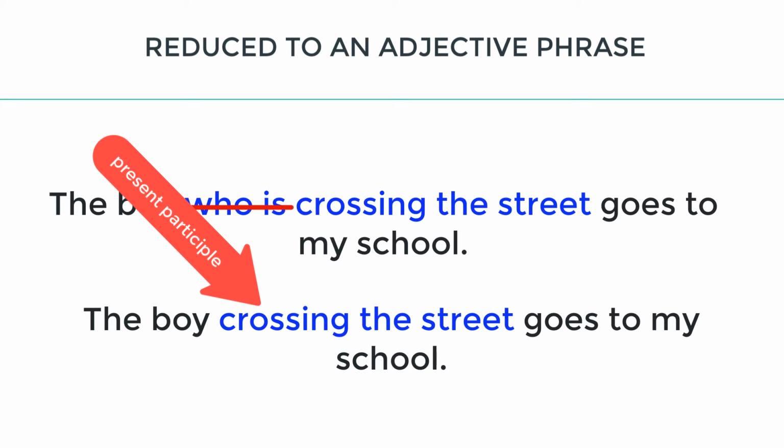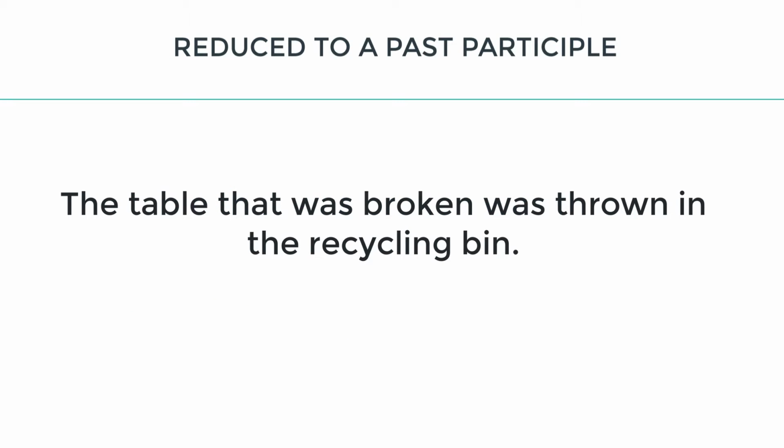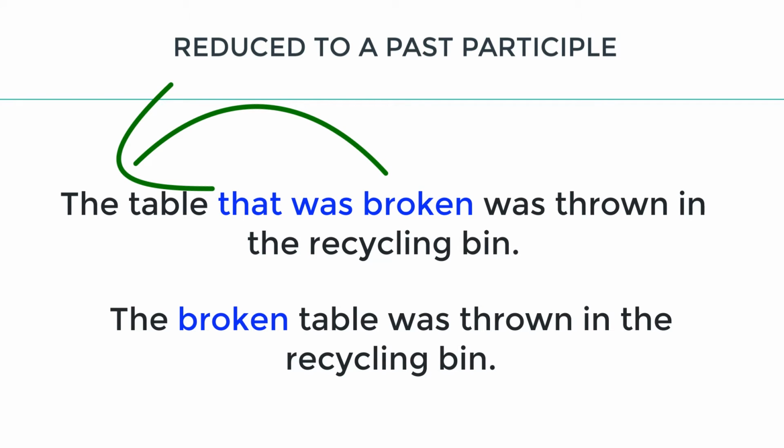Let's look at an example where we reduce the adjective clause just down to a past participle. The table that was broken was thrown in the recycling bin. This is a case where we use the past participle, broken, and put it in front of table, and it's working as an adjective. The broken table was thrown in the recycling bin. So we remove the relative pronoun and the verb was, and we are left with broken. We place it in front of the noun. The broken table was thrown in the recycling bin.